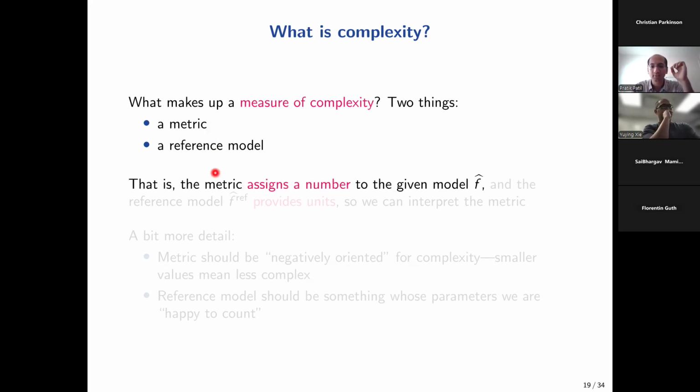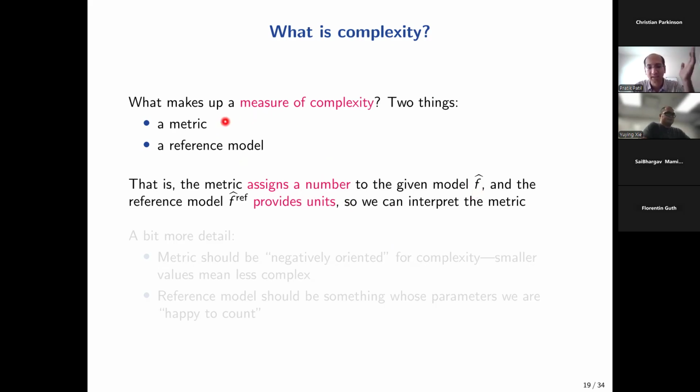So the metric is what we're going to apply to our f hat. I'll give you some metric, and what it will do is assign a number to that f hat. Then I'm going to give you some reference that would help you put units on that answer. So you have your f hat and some metric; the metric will spit out some number, and I'm going to take that number and use the reference to put units on it.